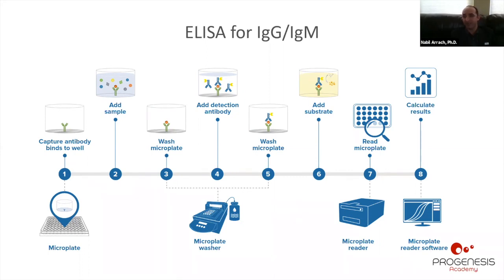The test takes approximately 4 hours. It's a long process. It always needs to use a duplicate, if not triplicate. You have to use a duplicate to compare the same sample twice. And you have to use a lot of validation involved in the test.